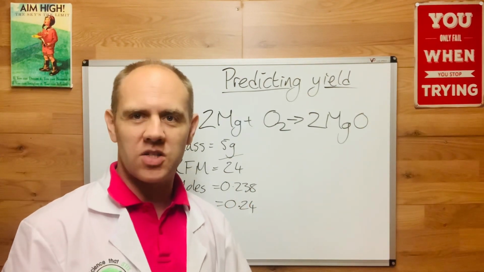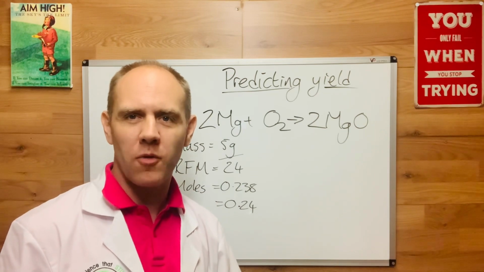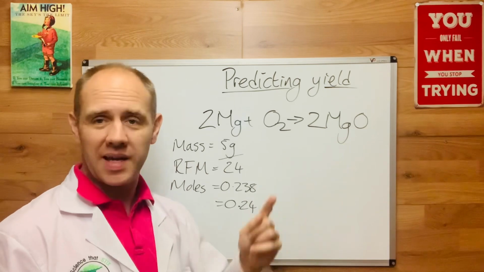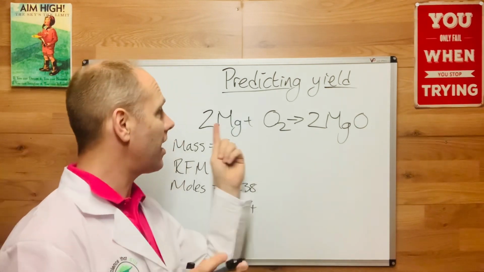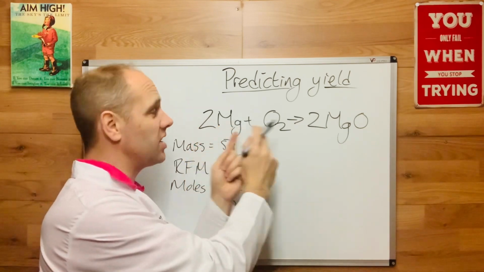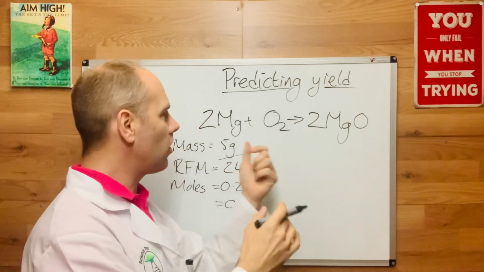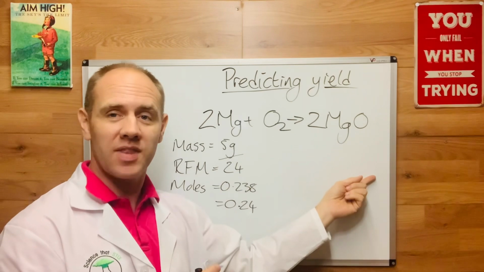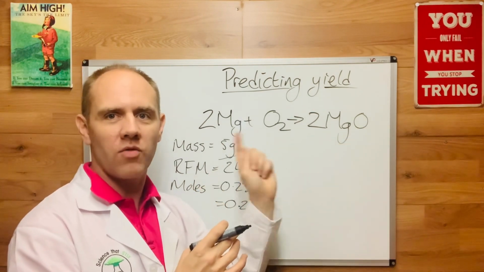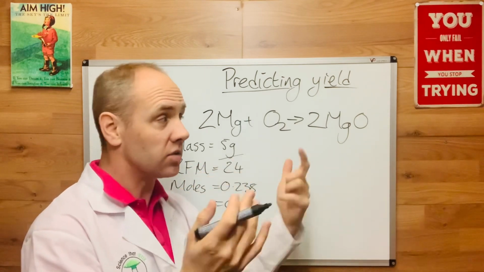The other thing that you need to do is work out what the relative formula mass is of the product. The numbers in front simply at this stage are a ratio of what you have, 1 to 1, or in this case 2 to 2, because you've got 2 moles of this and 2 moles of this. Whatever moles of this you start with, in theory you should have at the end. So it's not twice as much, it's just going to be a 1 to 1 ratio, because 2 divided by 2 cancels to 1.